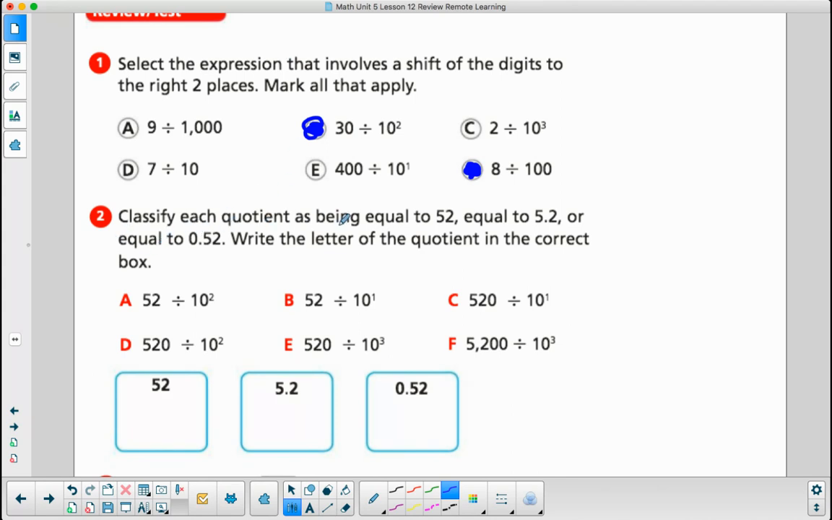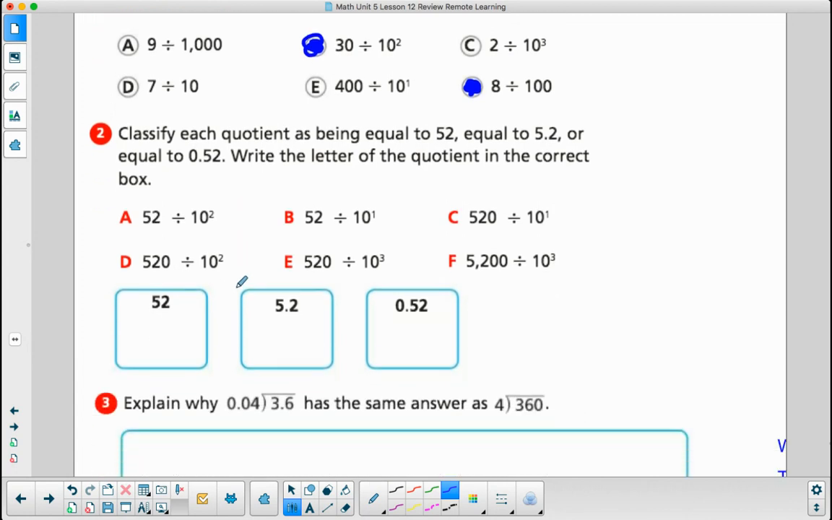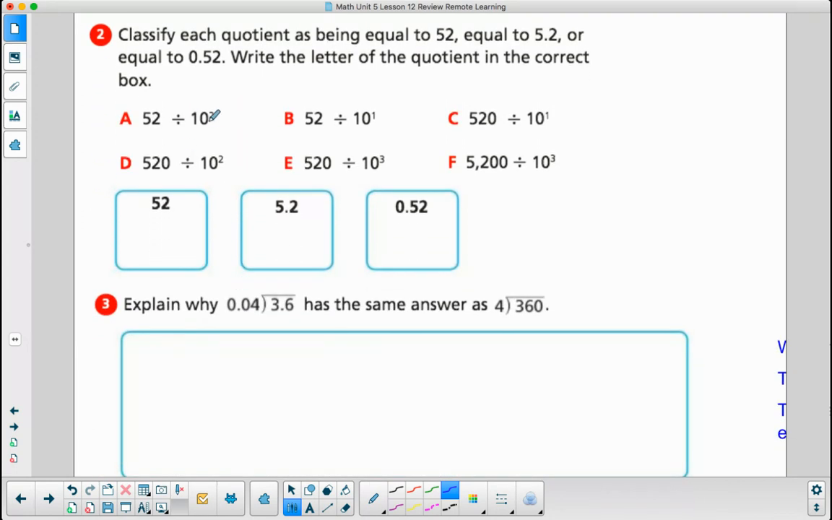Number 2, classify each quotient as being equal to 52, equal to 5 2/10, or equal to 52 hundredths. Write the letter of the quotient in the correct box. Again, it's dividing by multiples of 10. So, dividing by 10 to the second power, the 2 means 2 place values, so I'm going to shift my digits 1, 2 to the right, or my decimal to the left. So A is going to go here, 52 hundredths.